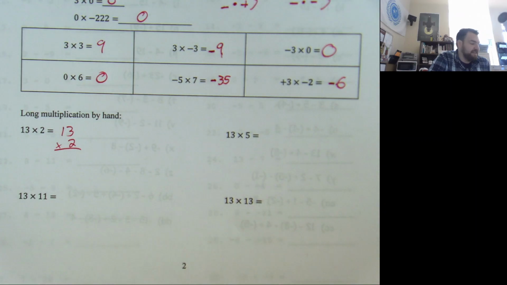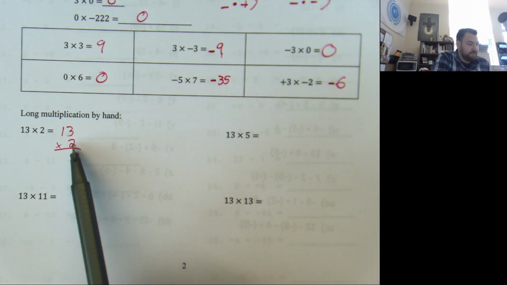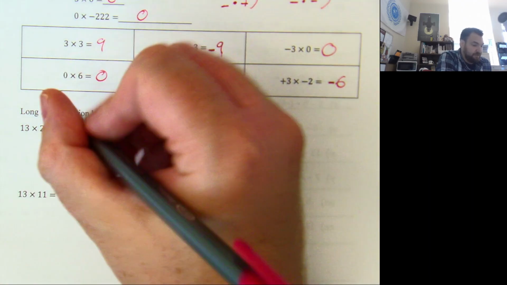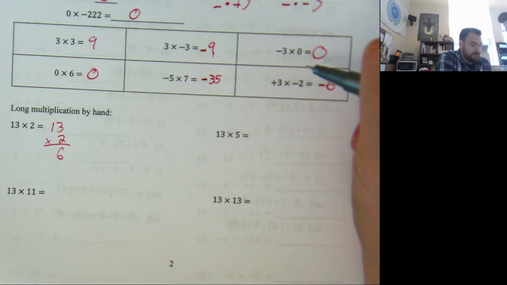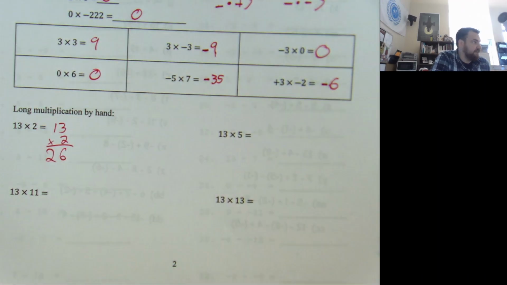How do I multiply these things longhand? What do I do? How does long multiplication work? Yeah? Multiply 3 by 2. Yeah, so 2 times 3 is? 6. Okay. And then multiply 1 by 2. Which is 2. Nice and easy.